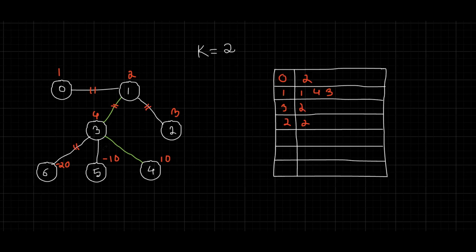Now for this edge, in the adjacency list of 3, we will store the value minus 20, and in the adjacency list of 6, we will insert the value 4. Now here for this edge, in the adjacency list of 3, we will store minus 10, and in the adjacency list of 5, we will store the value 4. Now, for this edge, in the adjacency list of 3, we will store the value 10, and in the adjacency list of 4, we will insert the value 4.